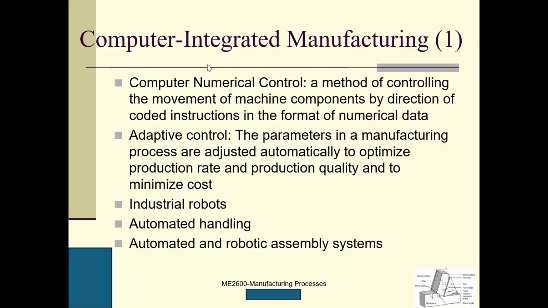And then we talk about computer integrated manufacturing. Computer numerical control is a method of controlling the movement of machine components by direction of coded instructions in the format of numerical data. We write a program, and this program will control the system. So adaptive control and also industrial robots. If you are a mechanical engineering major, in the first semester of senior year, you will learn industrial robots with me, right? So automated handling, automated and robotic assembly systems. So this is computer included.